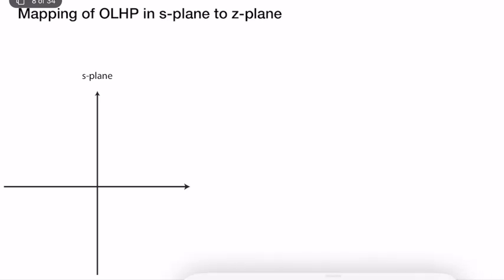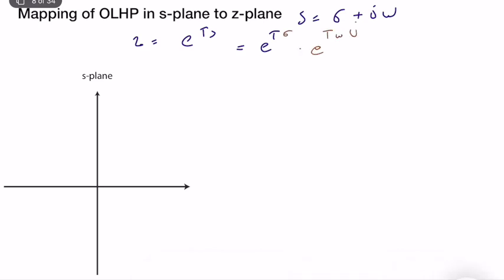Technically we covered this indirectly, but let's remember it again. s is sigma plus j omega. z is equal to e to the power T s, which is equal to e to the power T sigma times e to the power j T omega. So the magnitude of z is equal to e to the power T sigma, whereas the phase of z is equal to T omega plus 2 pi k, where k is an element of the integers.